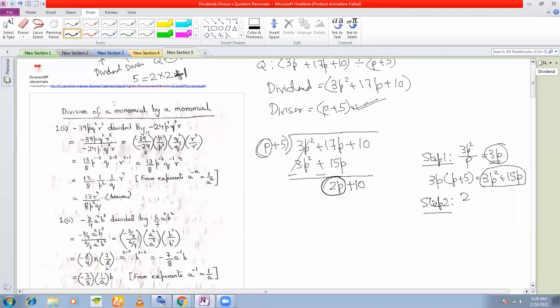So in step 2, again you see the leading term of the first term. So you see a 2p here. You write 2p. And what is the leading term of the first term of the divisor? P. So you divide this by p. You get 2. So now this 2 you multiply again with the divisor. So twice p plus 5. You get 2p plus 10. Now you write 2p below 2p and 10 you write below 10. And now you subtract. So if you see, these two cancel here, you get 0.